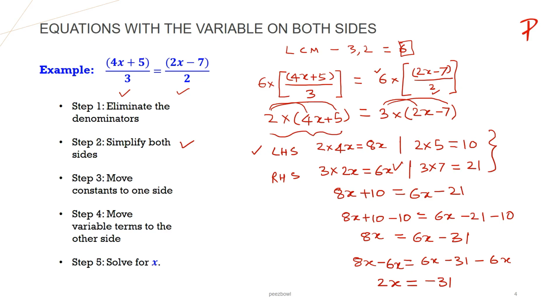After that, we have to solve for x. Okay. So let us write it here. We have 2x is equal to minus 31, right? We have to solve for x. So now divide both sides by 2. Okay. This gives x is equal to minus 31 by 2, right? So x is equal to minus 31 by 2. That's our answer, right?